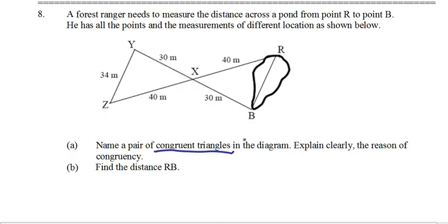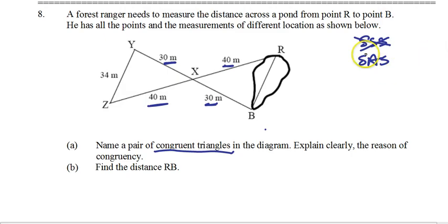So again, looking at the information that we have, we see that we have one pair of same side, another pair of same side. That's all, we only have two pairs of same side. The third side, I cannot assume that RB is equal to YZ unless I prove that they are congruent triangles. So based on what we learned so far, SSS and SAS, SSS is out because I don't have the third side. Which leaves us with SAS.